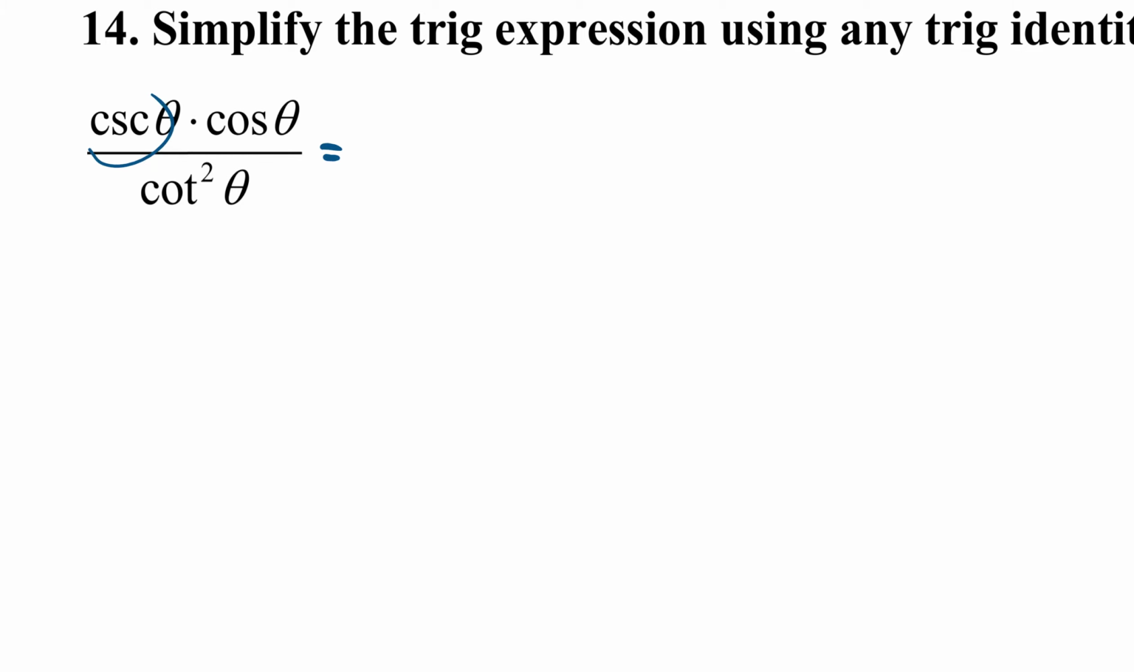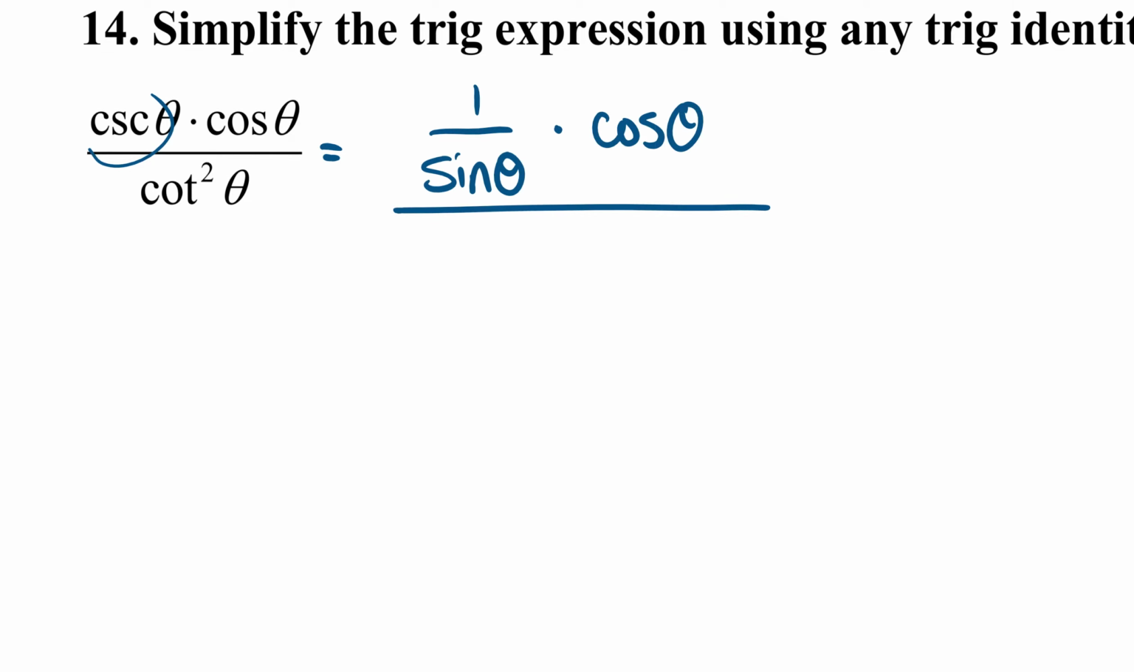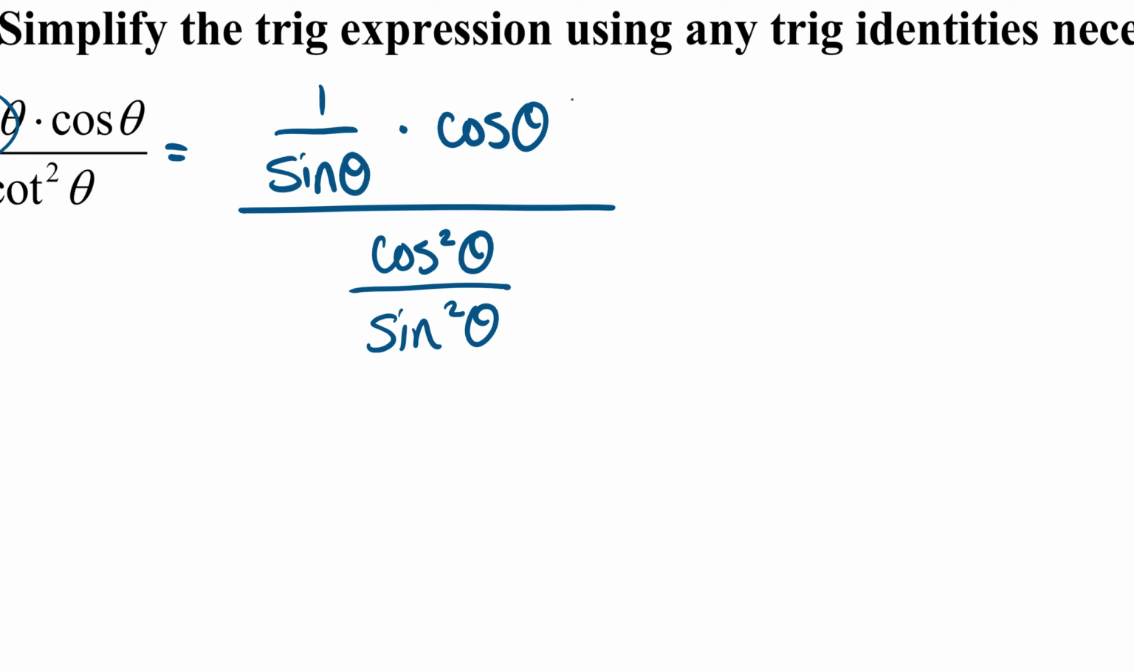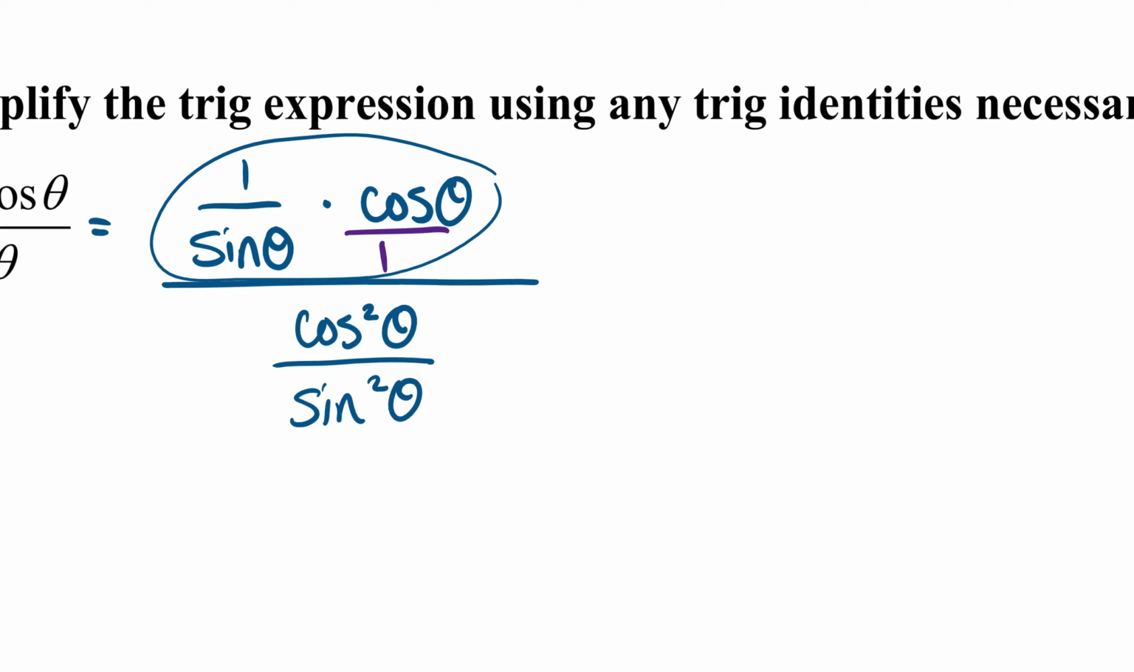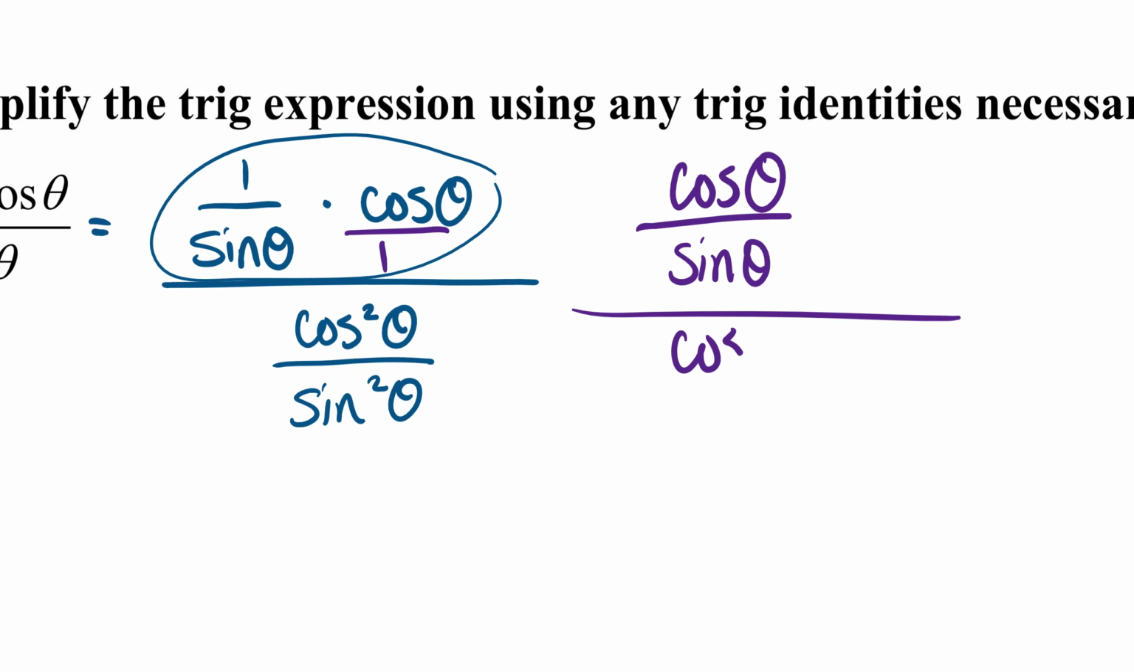So cosecant is 1 over sine, times cosine, which is already cosine. And then cotangent is cosine over sine, squared. So let's look at the top right here. I have 1 over sine times cosine over 1. That would give me cosine over sine. The bottom is just cosine squared over sine squared.